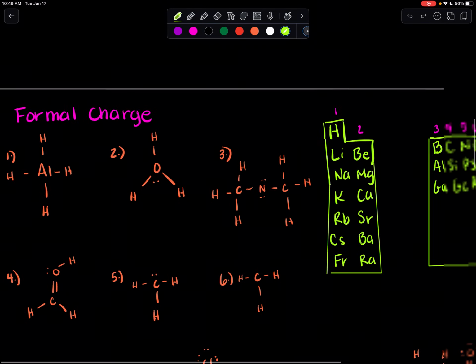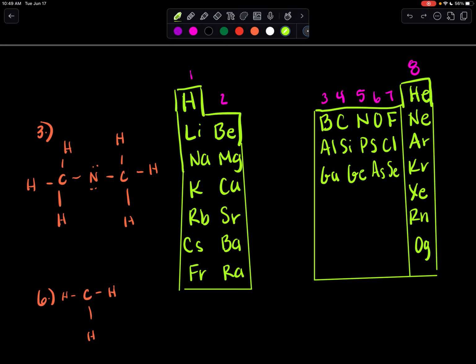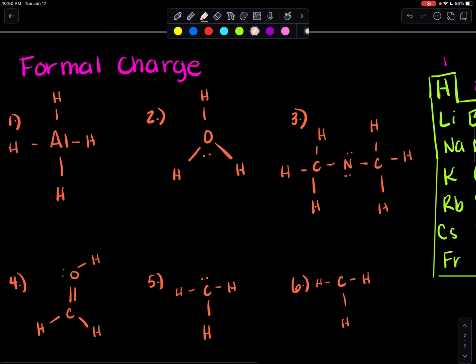Let's look for aluminum. In this particular case, aluminum is right here. Aluminum likes to have 3 valence electrons. So let's see if we have that. In this case, we have 4. Because we have 4, it's going to bear a charge. It has an extra electron, so we're going to indicate the charge as negative. Why? Because it has that extra electron.